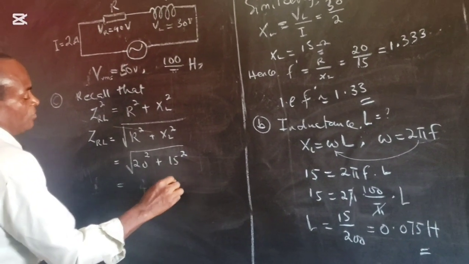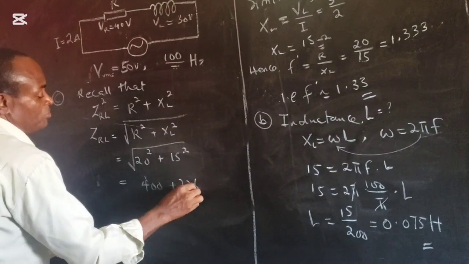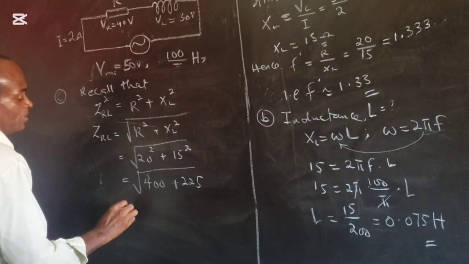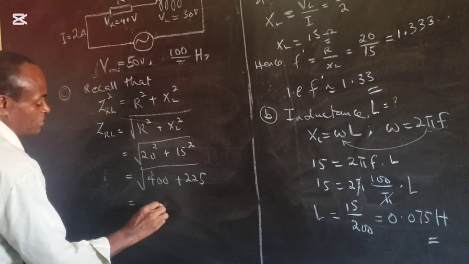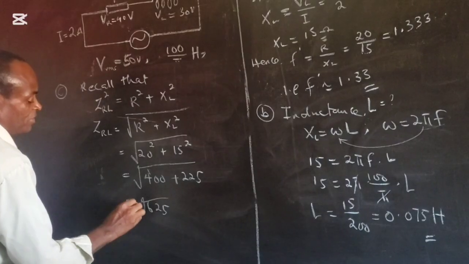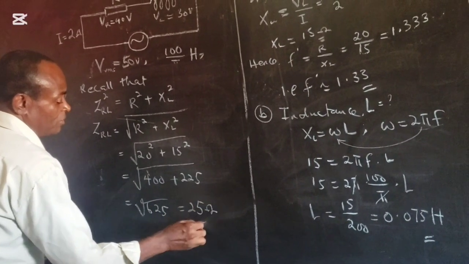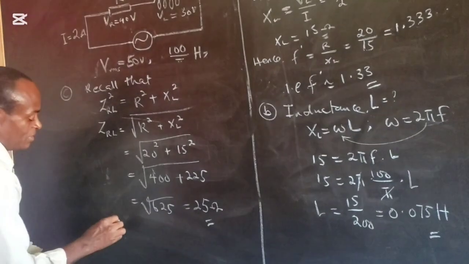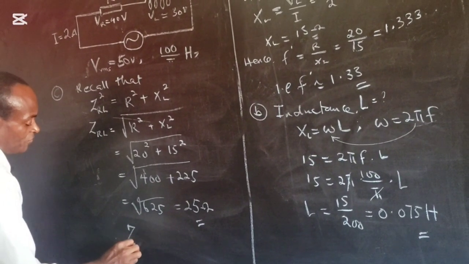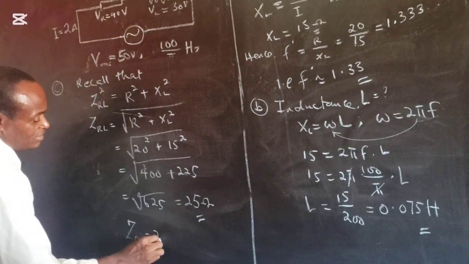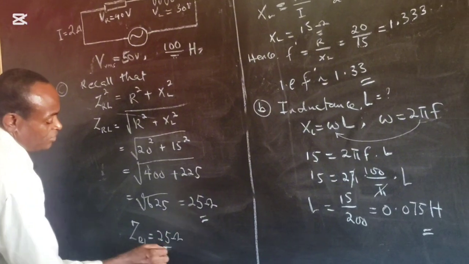That gives us 400 plus 225. If we add these two, we have 625. If you find the square root of this, it's going to give you 25 ohms. So that's the value of Z for the RL circuit, equal to 25 ohms.